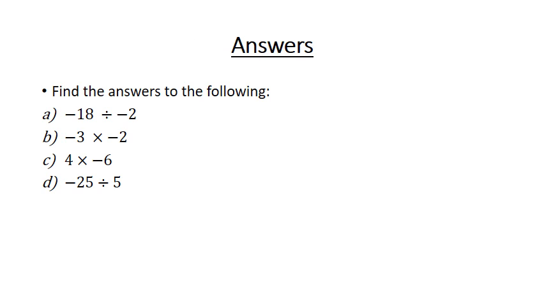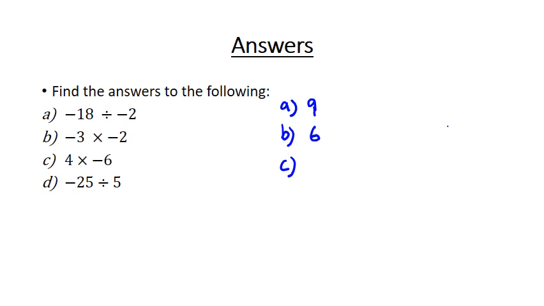Okay, so let's see how you went. Question A. Negative 18 divided by negative 2. Well, we've got two negative numbers, and we know a negative divided by a negative gives us a positive answer. And 18 divided by 2 is 9. So our answer is going to be positive 9. Question B. Negative 3 times negative 2. Well, we know a negative times by a negative gives me a positive answer. And 3 times 2 is 6, so my answer is going to be positive 6.